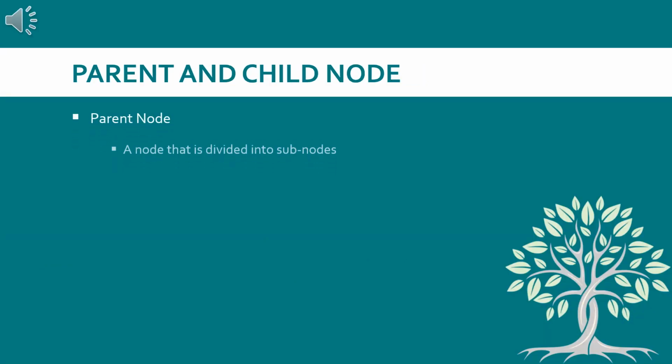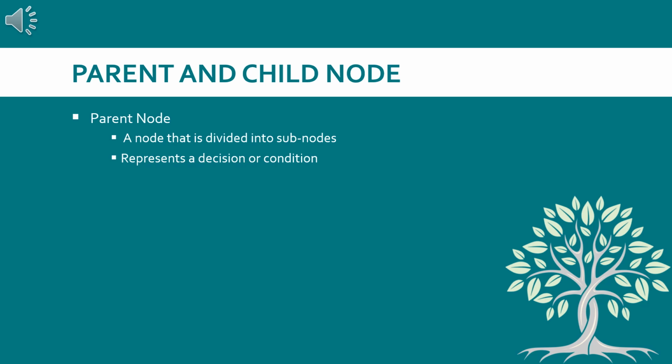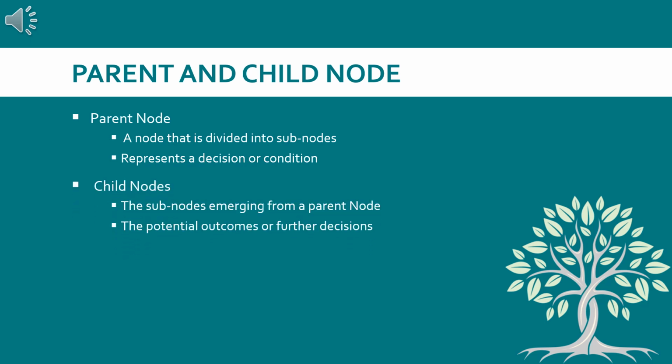Parent and child node. A node that is divided into subnodes is known as a parent node. It represents a decision or condition. The subnodes emerging from a parent node are referred to as child nodes. They represent the potential outcomes or further decisions based on that condition.